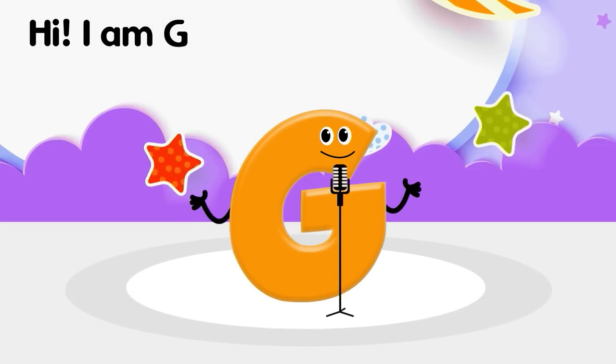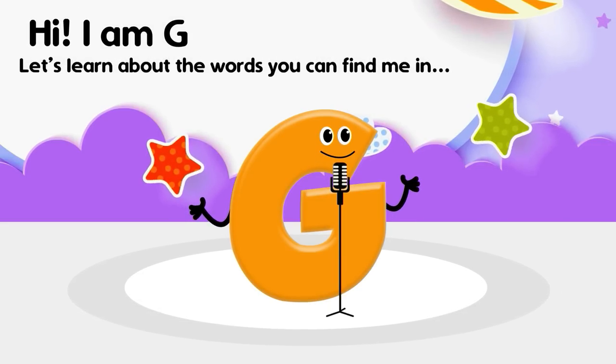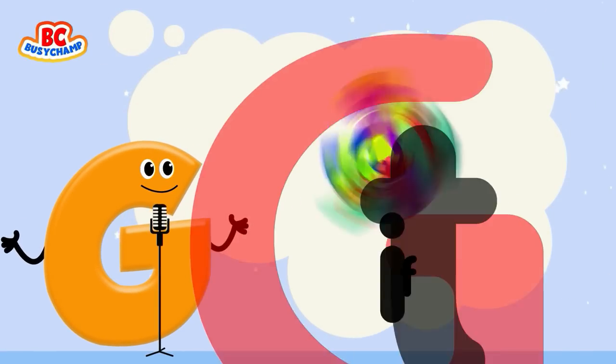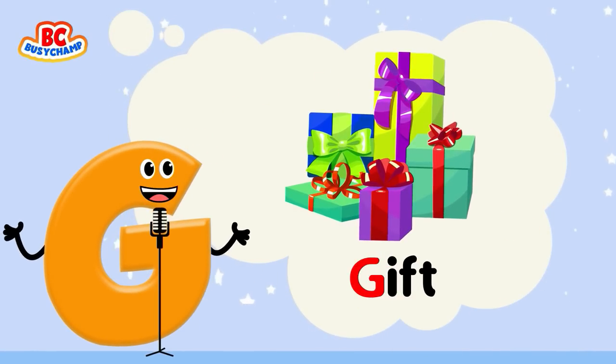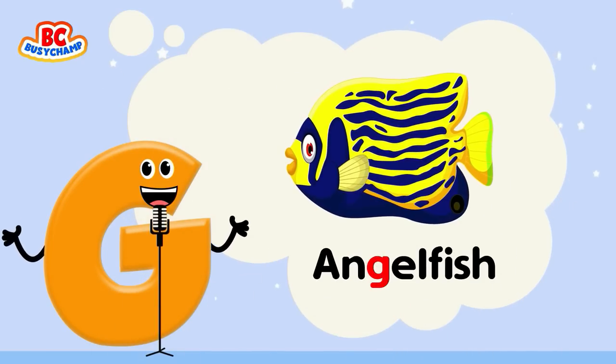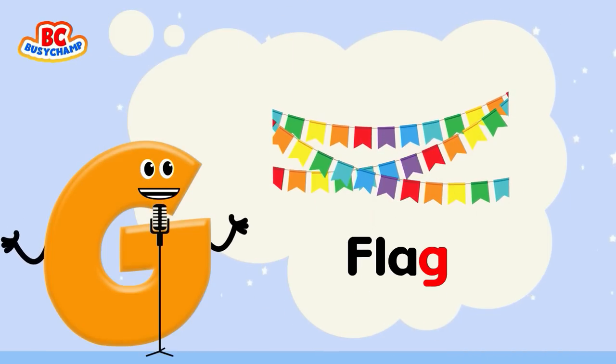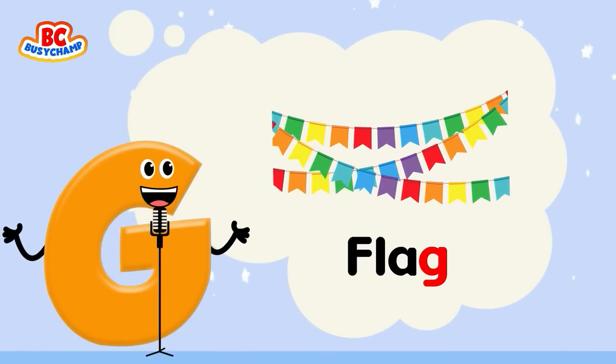Hi, I'm G. Let's learn about the words you can find me in. Gift. Gift starts with the letter G. Angelfish also has G in it. Flag. Flag ends with G.